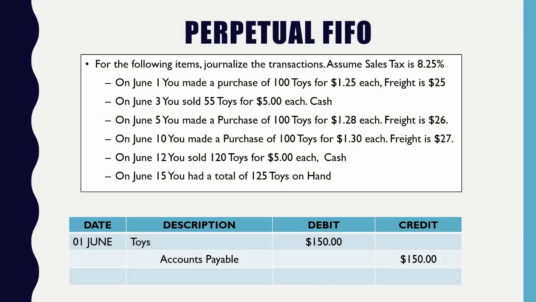So let's go ahead and take a look into our first example here, where we're going to make a bunch of purchases and we sell along the way. So the very first scenario we have here is on June 1st that we made a purchase of 100 toys for $1.25 with the freight costing $25. Okay.